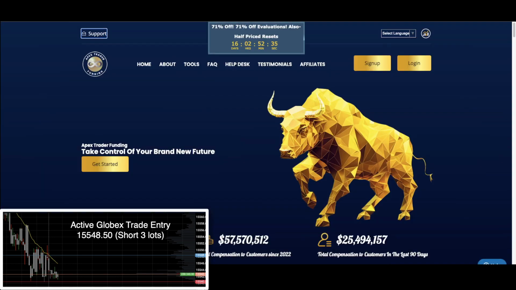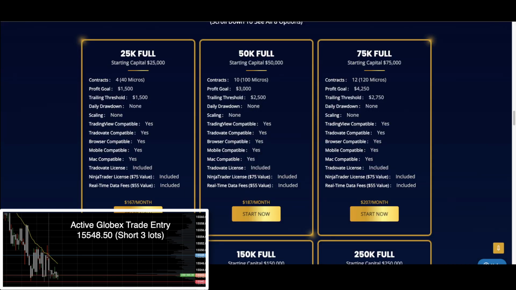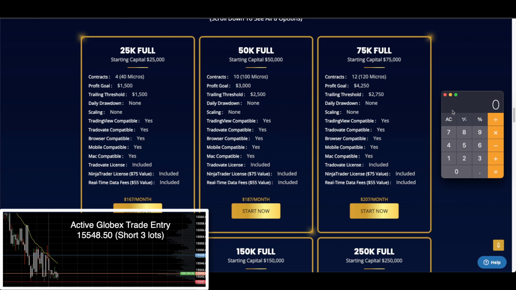So with Apex, right now they currently have 71% off all evaluation and half price resets. Resets are typically $100, so half price they're going to be $50 per reset. So for a 50K account, basically you are paying $187 a month minus 71%. Total cost is $54 plus 8.25%. So almost $60 for a 50K account. That's not their best pricing, because usually for 90% off, that is with tax $20. That's usually what I like to wait for.